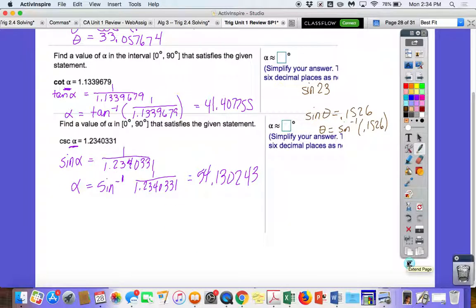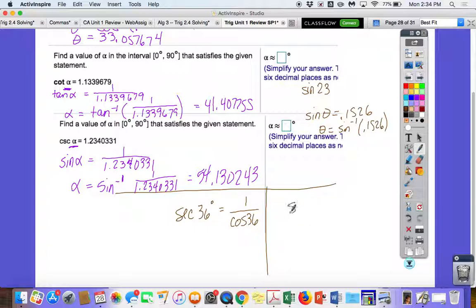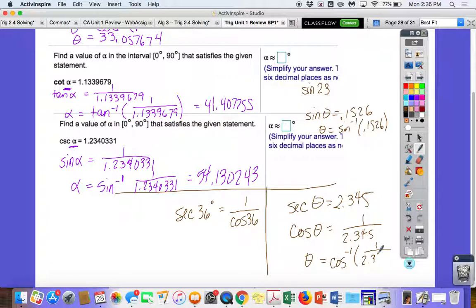So if you have secant of 36 degrees, well, you're just going to do 1 over cosine of 36, and out pops the answer. What it's like on the other one is secant of theta equals, I don't know, 2.345. Okay, well, to solve that, you've got to do the reciprocal, and then you've got to do your inverse. So that's going to be cosine inverse of a crazy fraction.